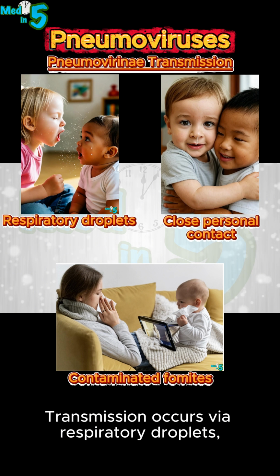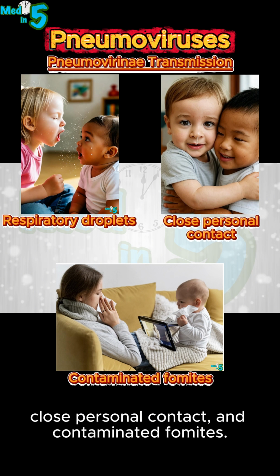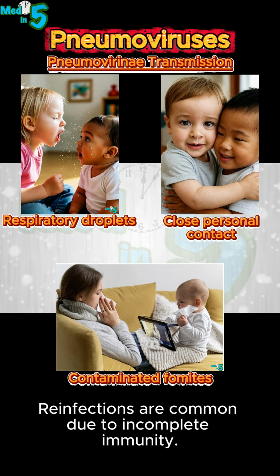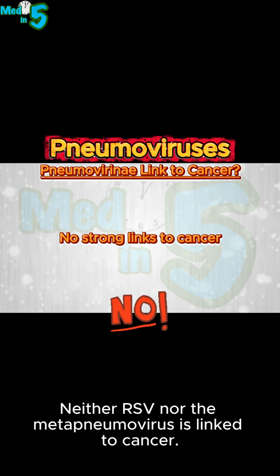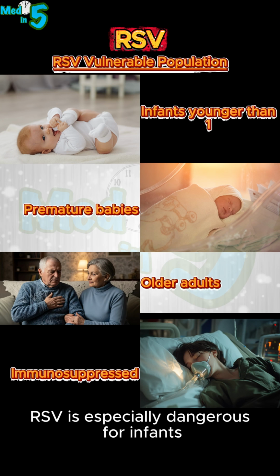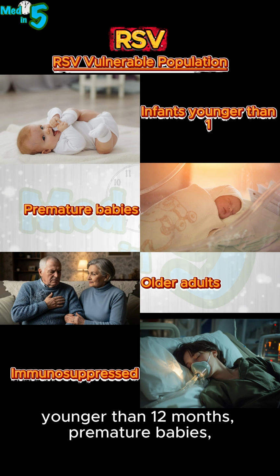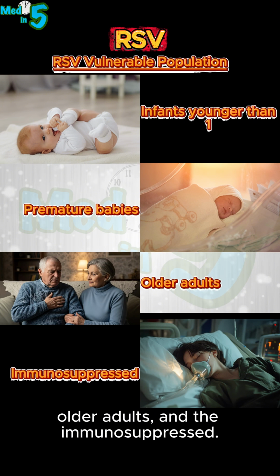Transmission occurs via respiratory droplets, close personal contact, and contaminated fomites. Reinfections are common due to incomplete immunity. Neither RSV nor the metapneumovirus is linked to cancer. RSV is especially dangerous for infants younger than 12 months, premature babies, older adults, and the immunosuppressed.